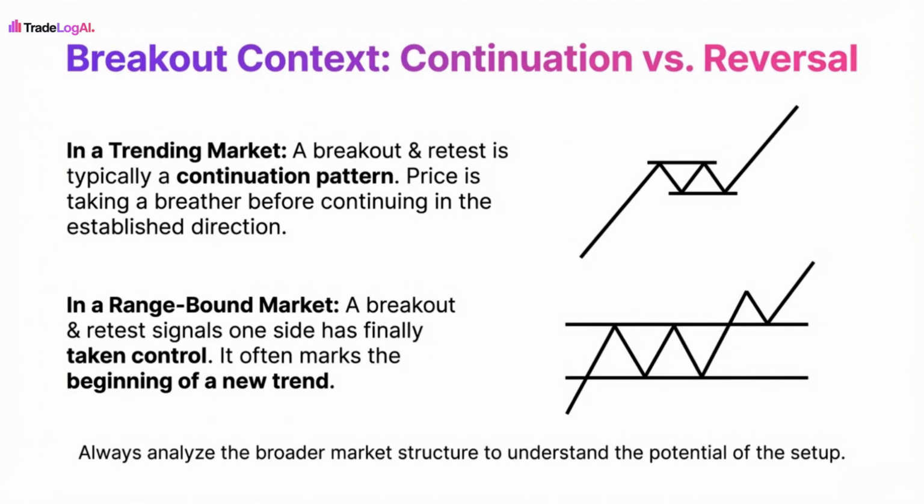Context decides what the setup means. In a trending market, breakout and retest is commonly a continuation. Price pauses, then continues in the established direction. In a range-bound market, breakout and retest can mark the start of a new trend, because one side finally gains control. So always read the broader structure before you assign the setup's intent.